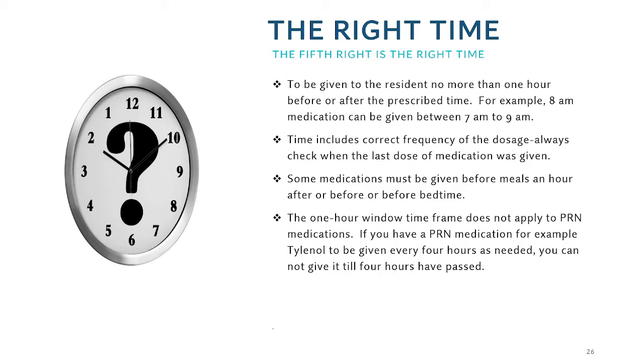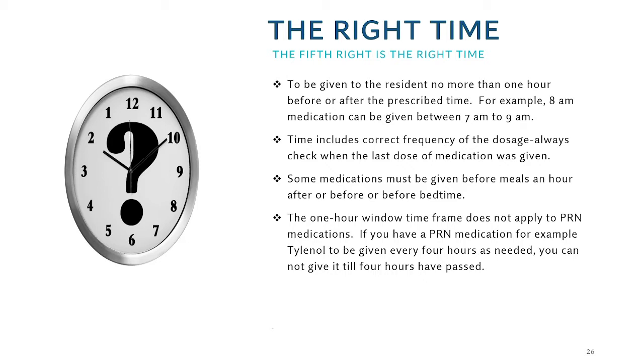Time includes correct frequency of the dosage, and always check when the last dose was given and the frequency. For example, if the medication is to be given every 4 hours, then we really have to make sure it's within that 4-hour window. So if it was given at 12, we really can't give it again until at least 4 o'clock. We can't give it at 3 because some of these medications can have really bad side effects.